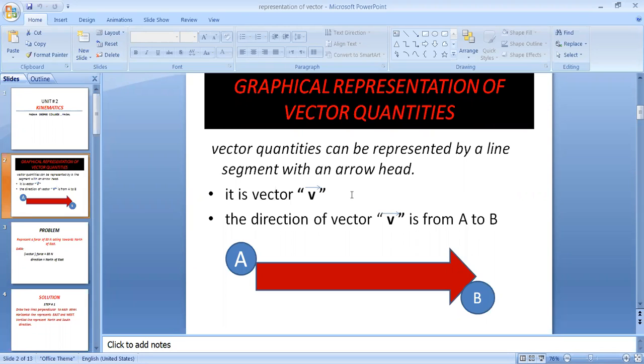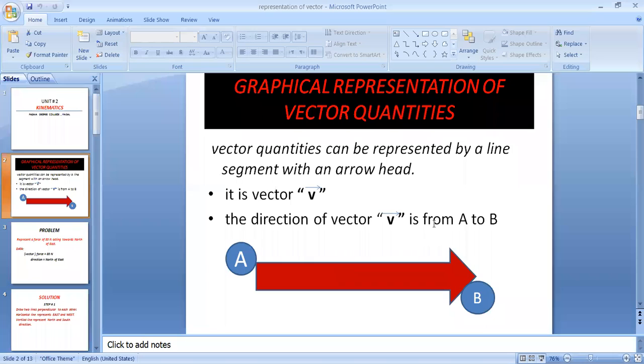Is it like that, as we discussed yesterday? Graphical representation of vector quantities: vector quantities can be represented by a line segment with an arrowhead. It is a vector. For example, it is a vector V. The direction of the vector V is from A to B. In making vector quantities, it is very important to note down the direction of a vector.